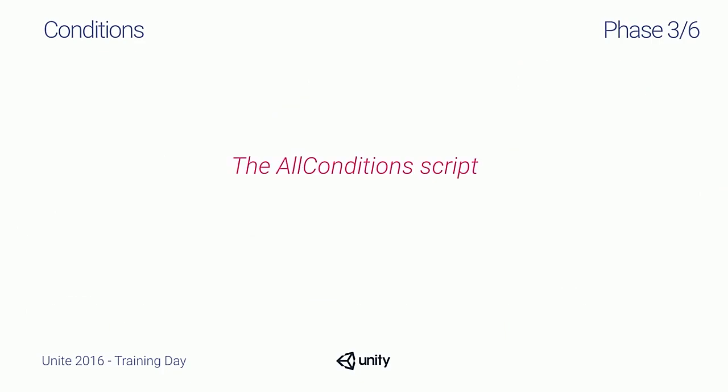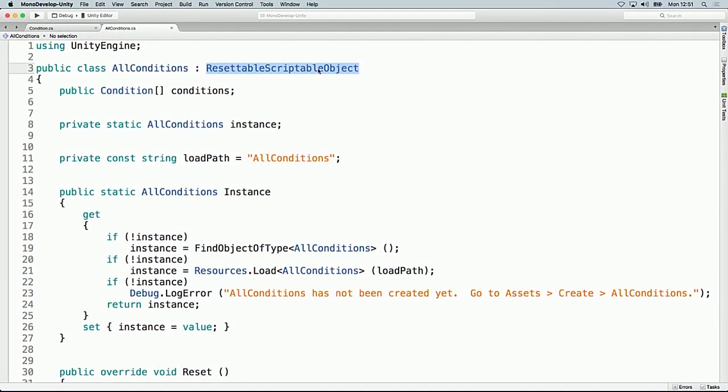So let's have a look at that all conditions script. Okay, so all conditions is inheriting from resettable scriptable object, and that means that it has all the properties and functions of the resettable scriptable object. Now, all that does is it means that we have to have a reset function on our all conditions script, because whenever we start the game again, we don't want to keep the old state of the game. We want to reset it and start from afresh. So that's what we're going to use our reset function for.